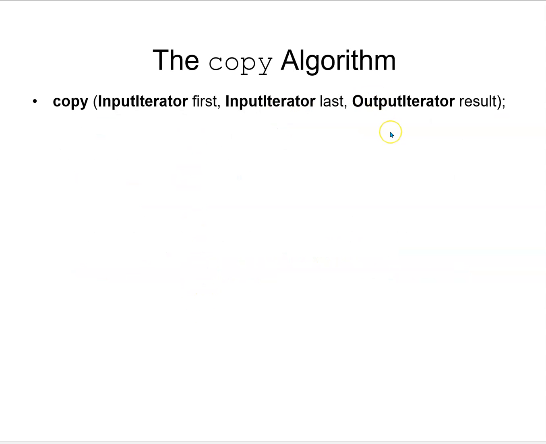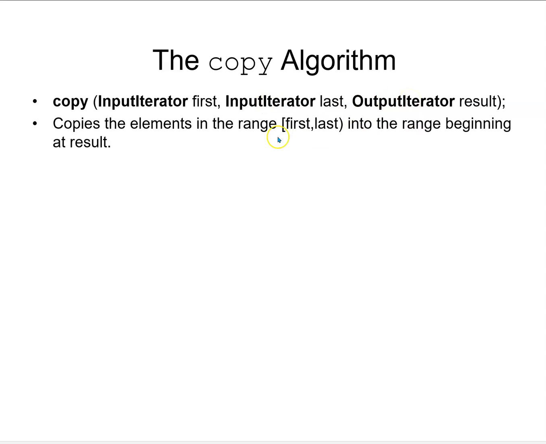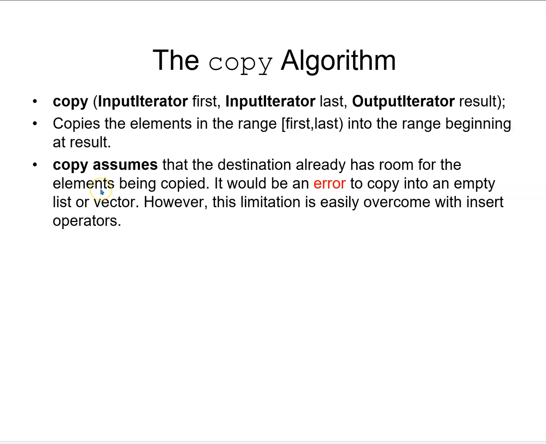The copy algorithm is an algorithm that is provided by STL. It takes an input iterator for the first, an input iterator for the last, and an output iterator to preserve the results. It copies the elements in the range first to last non-inclusive into the range beginning at result. Copy assumes that the destination already has room for the elements being copied. It would be an error to copy into an empty list or vector.